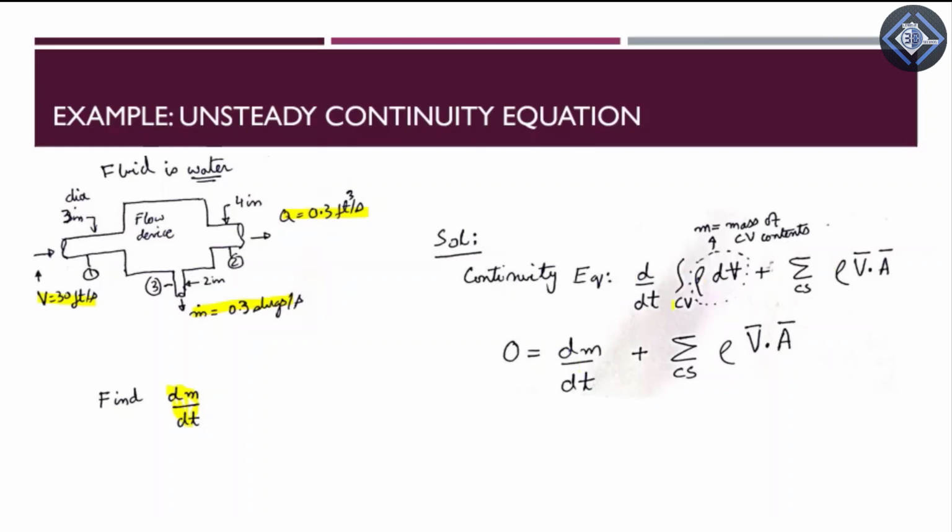We write that equation as d over dt integral over the control volume of rho dV, where this rho dV term is the mass of the CV contents, integrated over the whole control volume. This will give us the mass of the whole CV contents, and this is a summation over the control surface of rho V dot A. So this is the summation of fluxes through the control surface, or what is flowing in minus what is flowing out. The first term will become dm over dt, and the summation over CS of rho V dot A stays as it is.